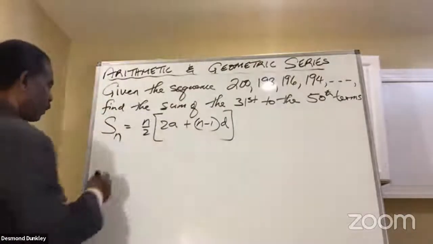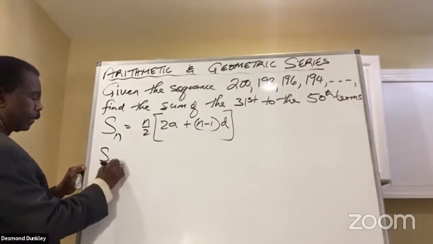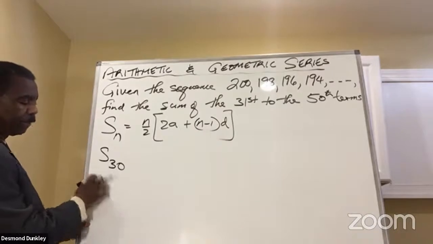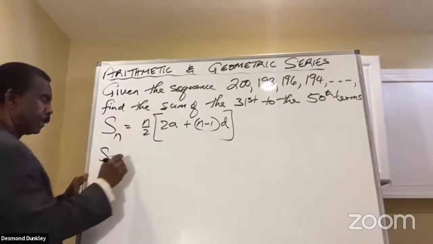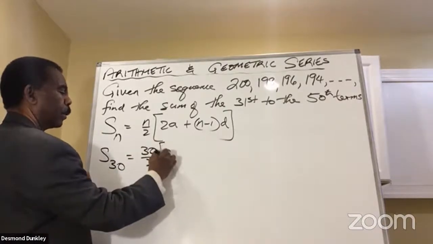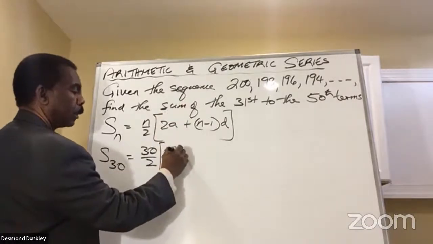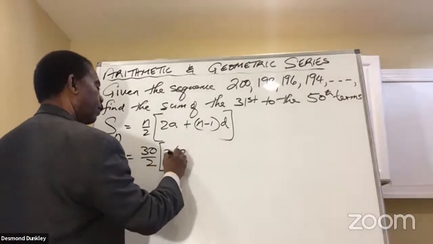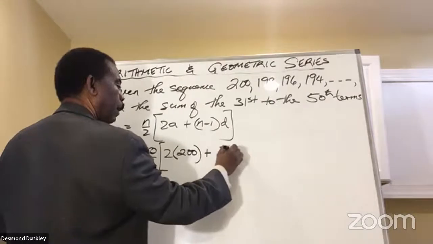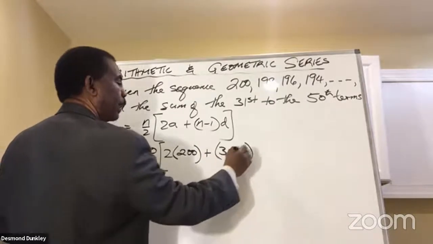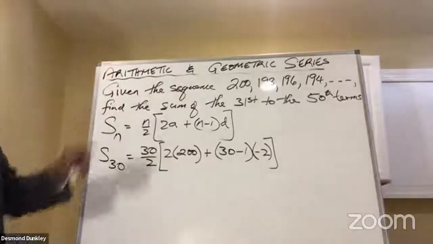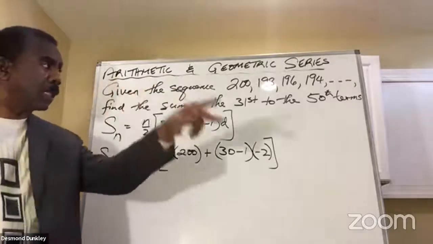So here we go. I'm going to do S30, and I'm going to do S50, and I'm going to subtract S30 from S50. And that will answer that question. So S30 is going to be equal to 30 over 2 times 2 times the first term, which is 200, plus n is 30 minus 1 times the common difference, in this case -2. You did see that it's a decreasing sequence. It's going down by 2 each time.